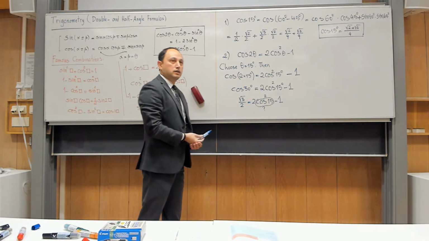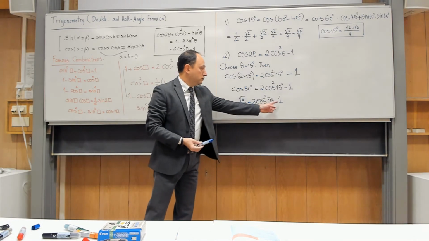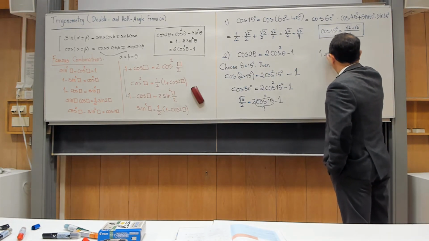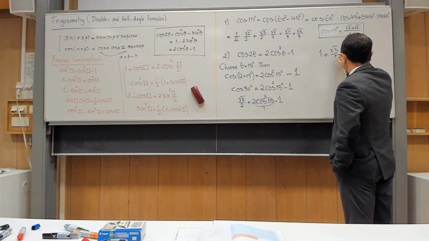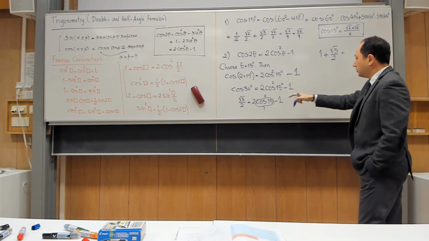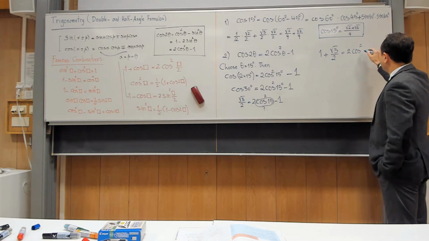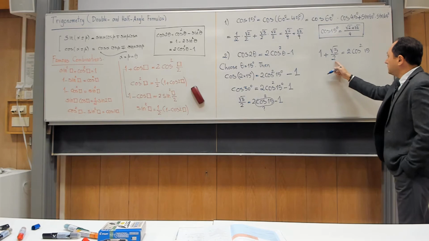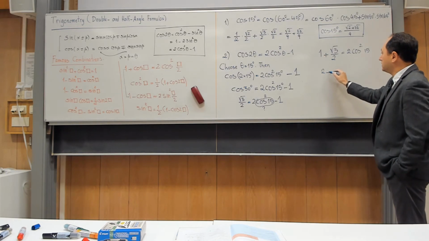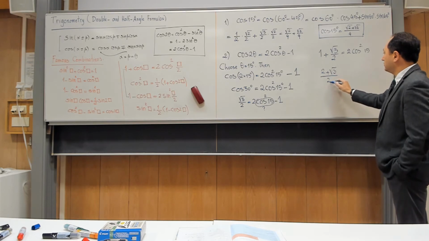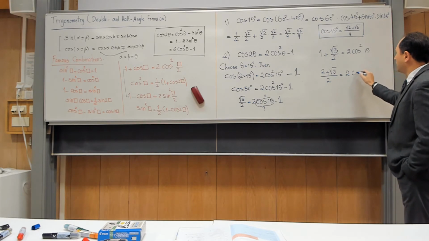So I need to find this question mark. What I have to do is move 1 to the other side, so it becomes 1 plus square root of 3 divided by 2, which is equal to 2 cosine squared 15. Let me take the common denominator. It becomes 2 plus square root of 3 divided by 2 is equal to 2 cosine squared 15.